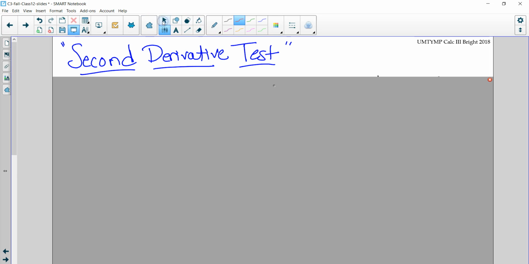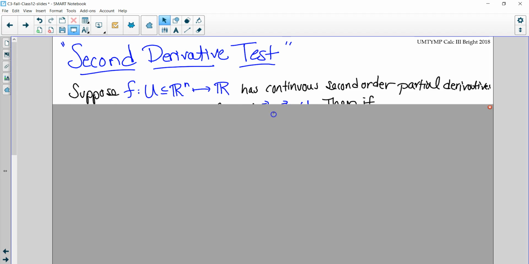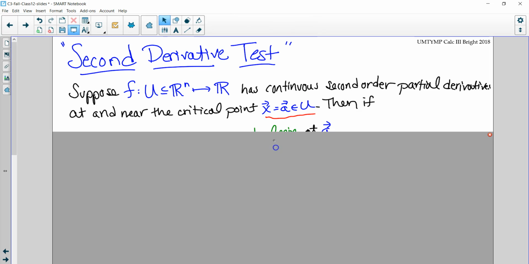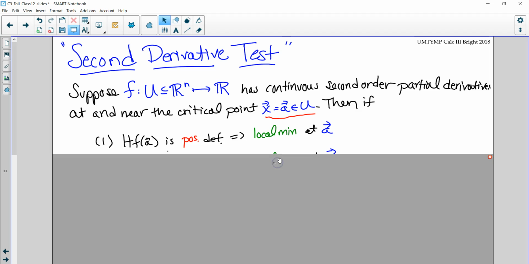Anyway, we're going to focus on this second derivative test idea from single variable and see how it extends into the multivariable case. Suppose that we have a function, with similar definitions to the last video: continuous second order partial derivatives at and near the critical point. So yes, we do have a critical point, so pay attention to that. Then we get a few different cases.